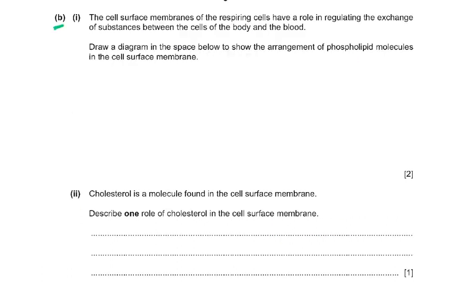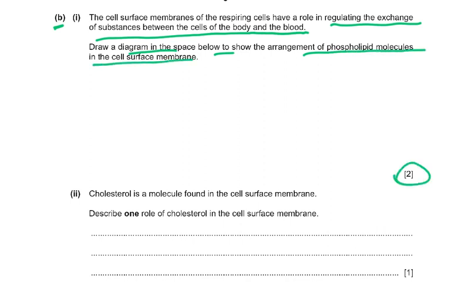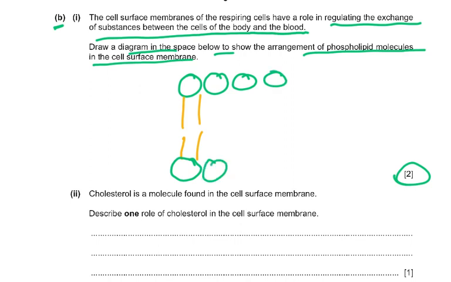Then coming to question B, part 1: the cell surface membrane of the respiring cells has a role in regulating the exchange of substances between the cells of the body and the blood. Draw a diagram in the space below to show the arrangement of the phospholipid molecules in the cell membrane. Always look at the marks, 2 marks. So you've got to be very clear in drawing the phosphate head and then the fatty acid tails, with the tails pointing inwards, towards the inside. So this is what we had to say. We just have to draw these. Simple.